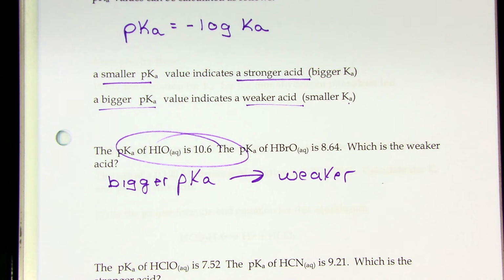Christopher? If a bigger, wait, I read it wrong, never mind, I apologize. It's pKa, not Ka, because a bigger Ka would be a stronger acid because you have more product. See, she knew what I was thinking.